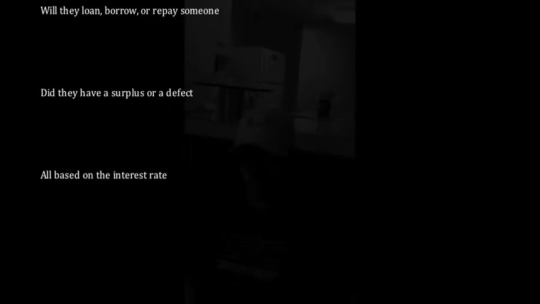Everybody in this world has demands for funds. Will they loan, borrow, or repay someone? Did they have a surplus or a deficit? All based on the interest rate.